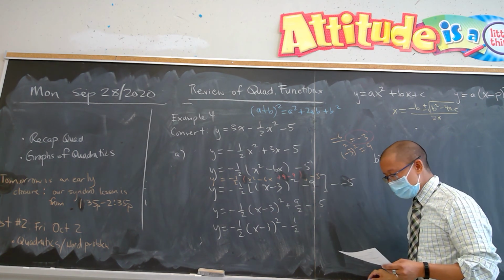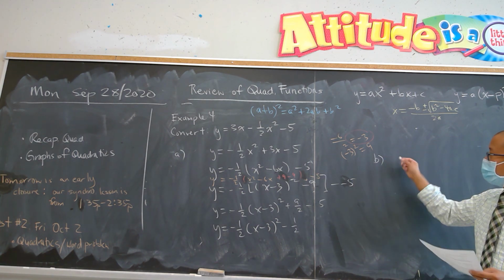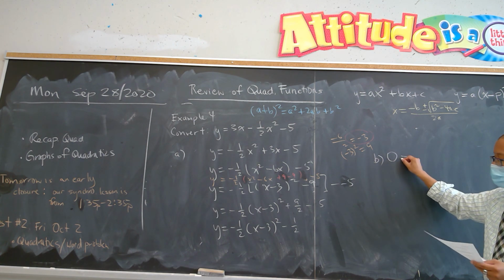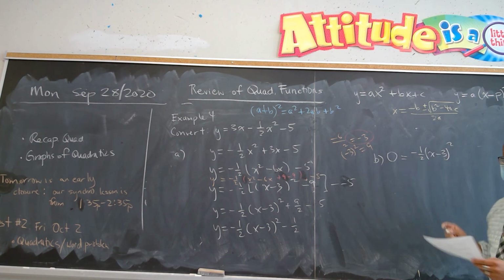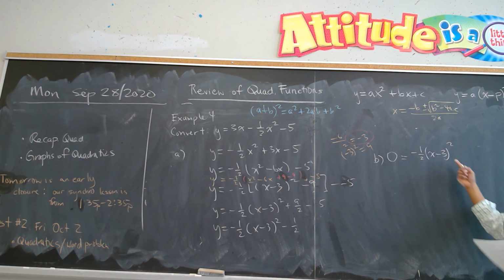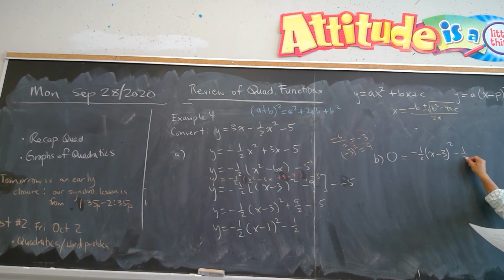Back to this, question B. So I think they're asking you to do it this way. Let y equal 0, so 0 is equal to negative half, assuming you got this correct, which I have here, and hopefully I'm still on screen. I am over, but that's okay.